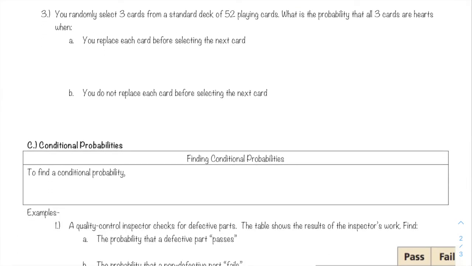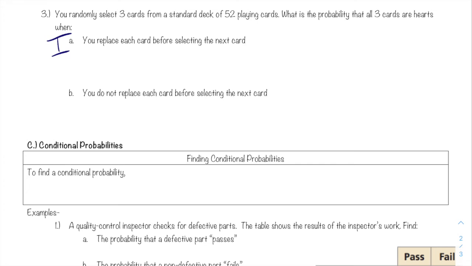You randomly select 3 cards from a standard deck of 52 playing cards. What is the probability that all 3 cards are hearts? This is going to be 2 different setups here. One, you're going to replace each card before selecting the next card. So that's the key there. You're replacing it. This makes it an independent event here. So I can just simply multiply all the probabilities.